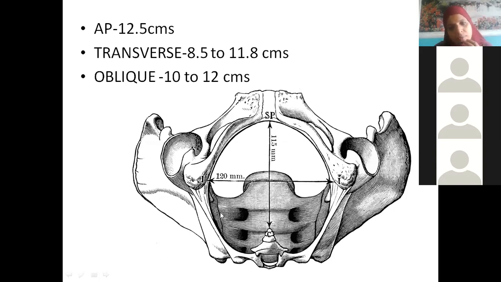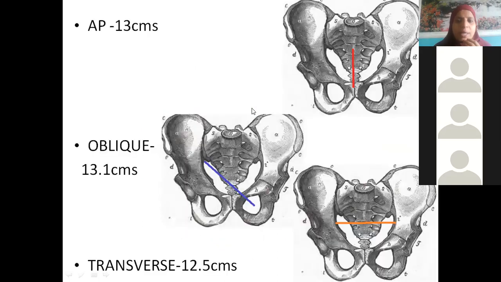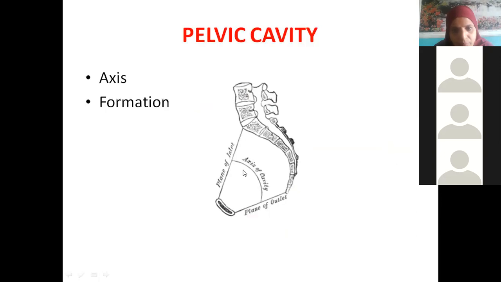Ma'am, these are measurements of what? Of the pelvic outlet. The previous one we saw was the pelvic cavity. One we take at the pelvic inlet, one at the cavity, and one at the outlet. In three different planes, we have to take the measurements.